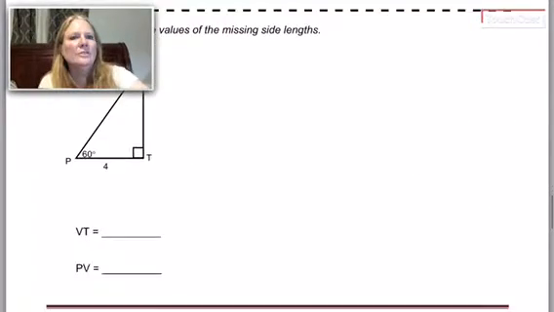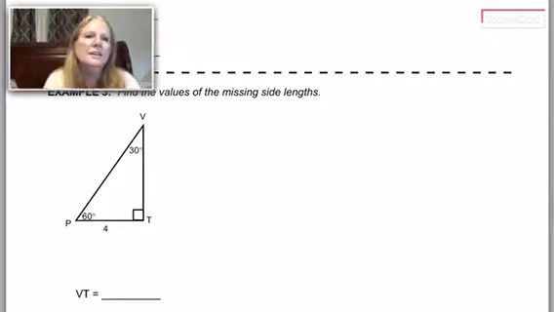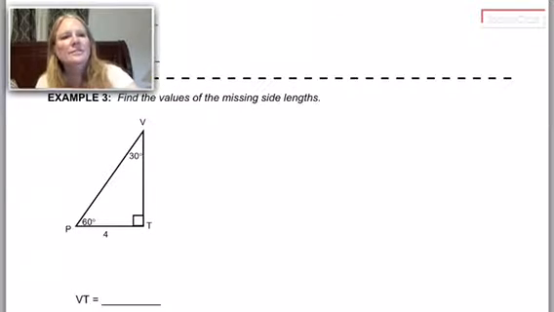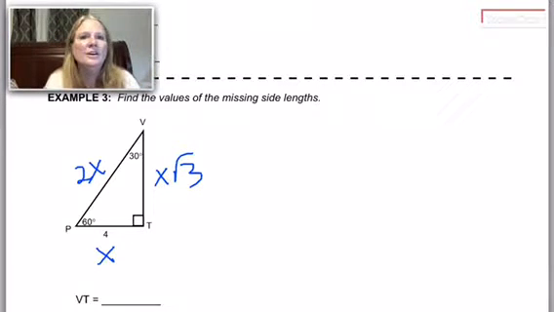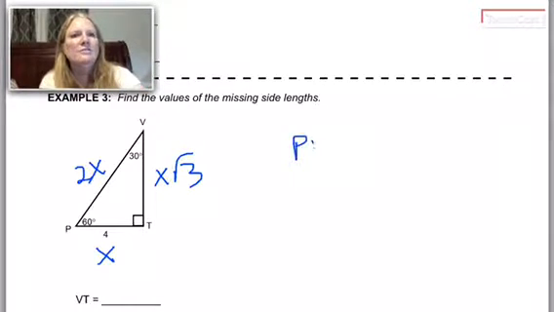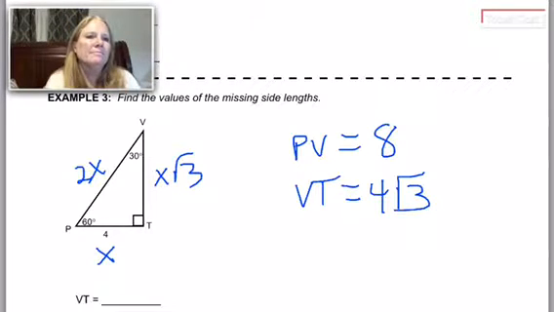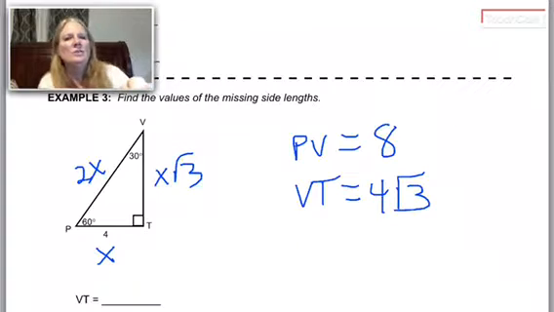All right, so again, we're looking for the sides. This one shouldn't be too difficult. So if we label x, 2x, x to the square root of 3. Well, if x is 4, 2x, our PV is 8, and VT is 4 times the square root of 3. The patterns get much easier to see and use as you go along.